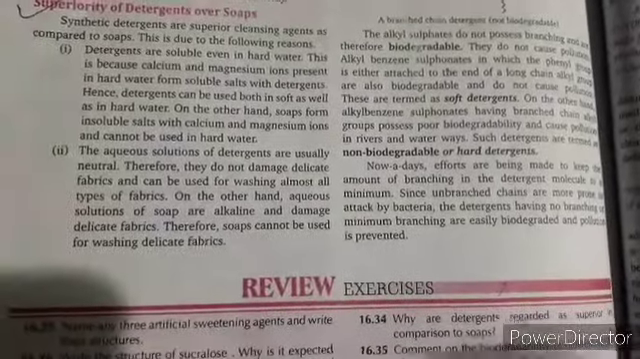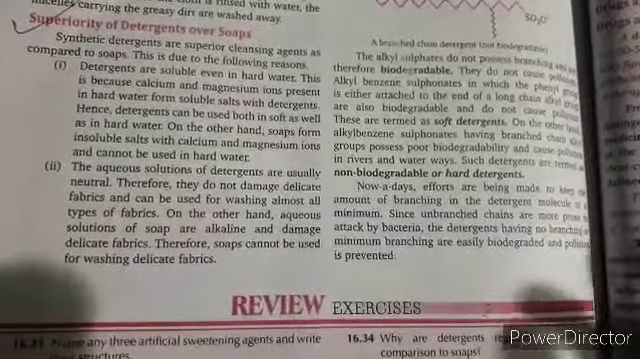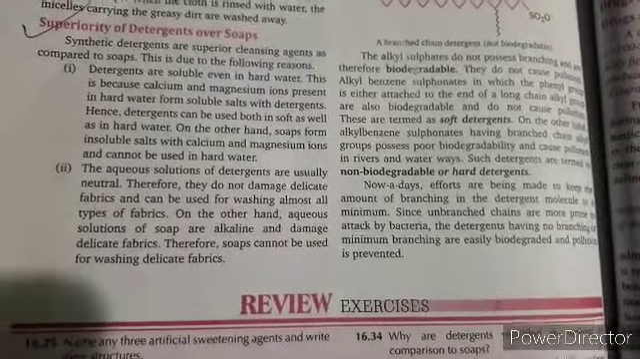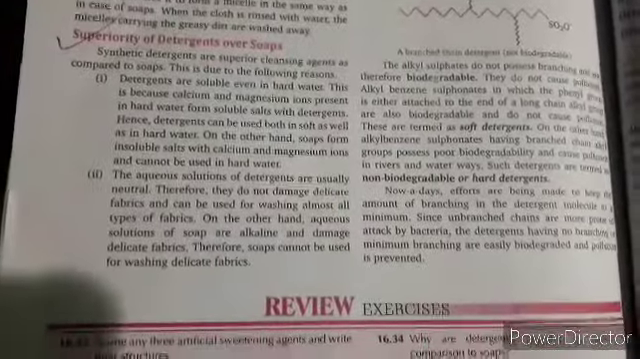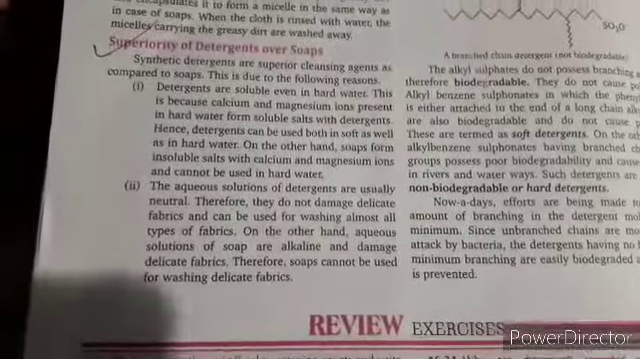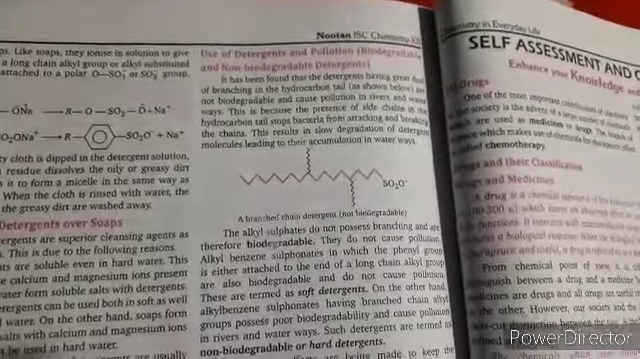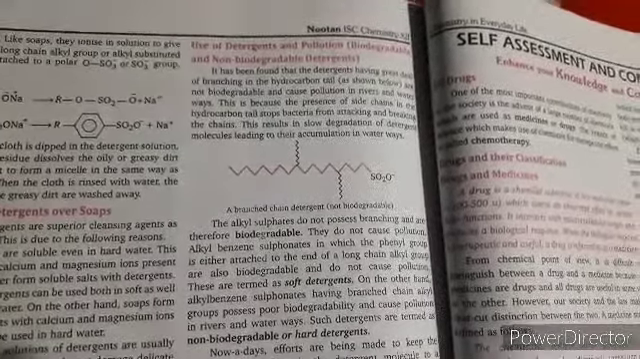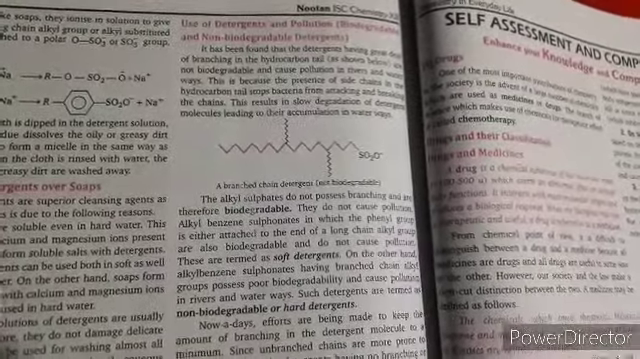Detergents are quite good enough, and you know that soaps are very delicate, you cannot use them for washing fabrics or clothes and the like. So this portion you have to remember: whenever you are focusing on detergents, you have to see the superiorities of detergents over soap. So I have written it, right? Use of detergents and pollution, biodegradable and non-biodegradable detergents.